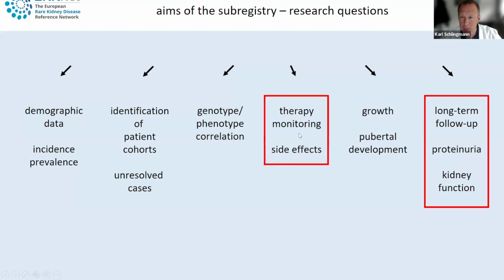One is to monitor the therapy that these patients are receiving, especially electrolyte supplementation and indomethacin treatment, and maybe the side effects of this therapy. And even more critical is the long-term outcome of patients concerning kidney function and proteinuria.